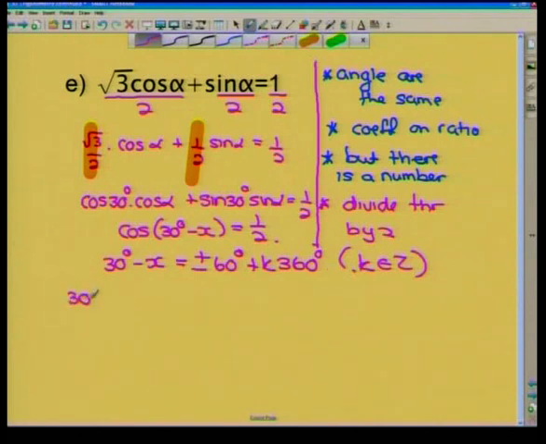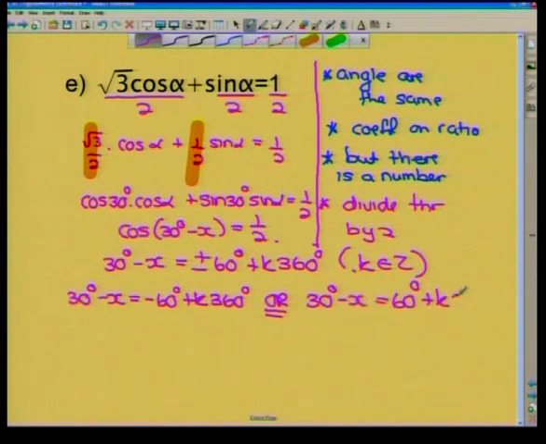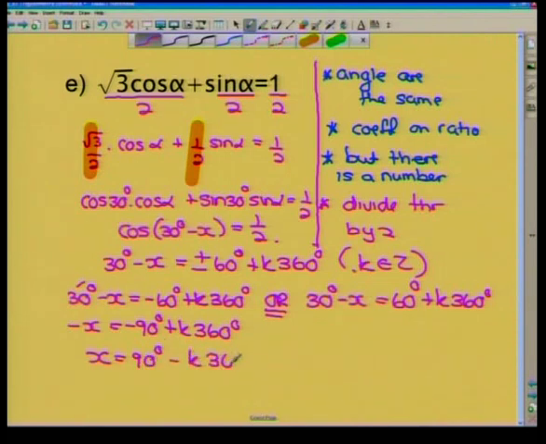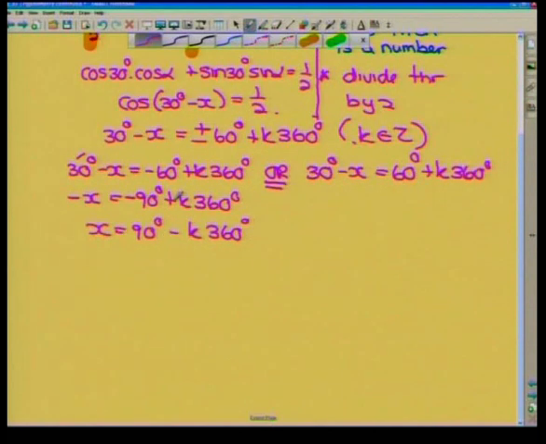Right, so that means that 30 degrees minus x is minus 60 plus k 360, or 30 degrees minus x is 60 degrees plus k 360. Right, so looking at it now, we can say minus x equals, and transposing that, it's going to be minus 60 minus 30, so it's minus 90, plus k 360. Dividing through by negative 1, I'm going to get x is equal to 90 minus k 360. And remember, I did talk to you about the fact that if you go plus k 360 or minus k 360, it really does not matter.